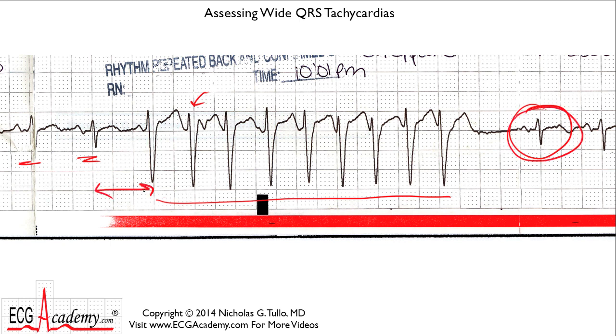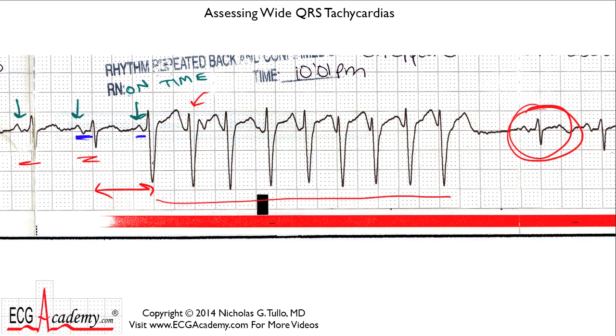Look at that. It started so late that, in fact, you can see a P wave in front of it. Look at that. There's a P wave. Here's a P wave. And this P wave occurs on time. It's a P wave that's on time, but look at the PR interval. Look at this compared with this PR interval. It's much shorter than the underlying PR interval.